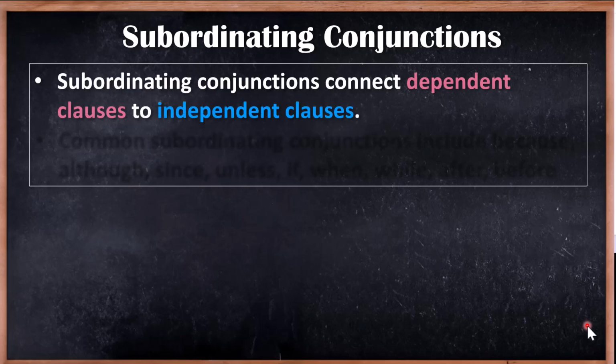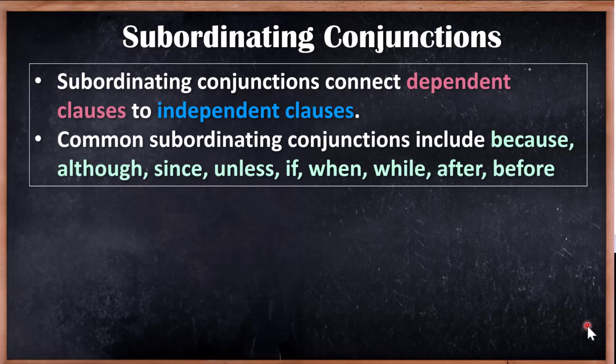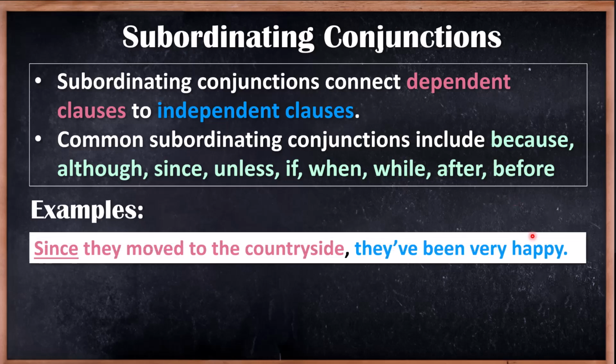Subordinating conjunctions connect dependent clauses to independent clauses. And common subordinating conjunctions include because, although, since, unless, if, when, while, after, before. There are many other subordinating conjunctions. For example, since they moved to the countryside, they've been very happy. Since is a subordinating conjunction and it begins this dependent clause. And this subordinating conjunction is what makes this a dependent clause.